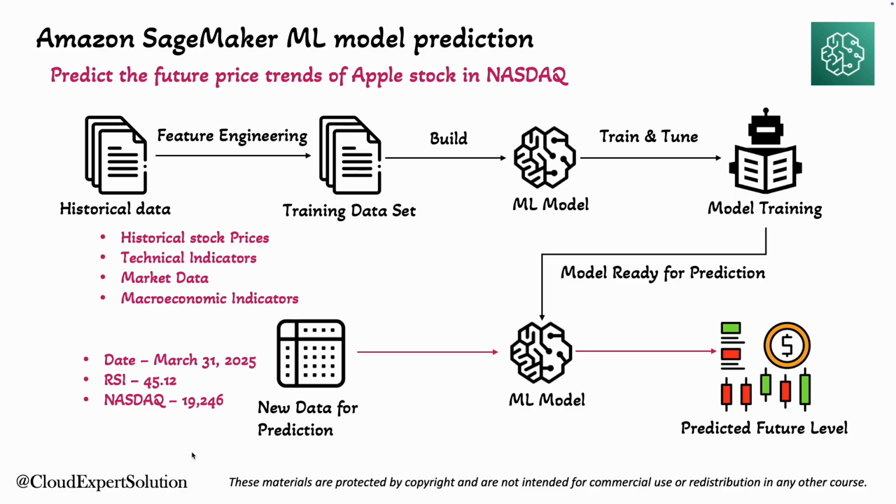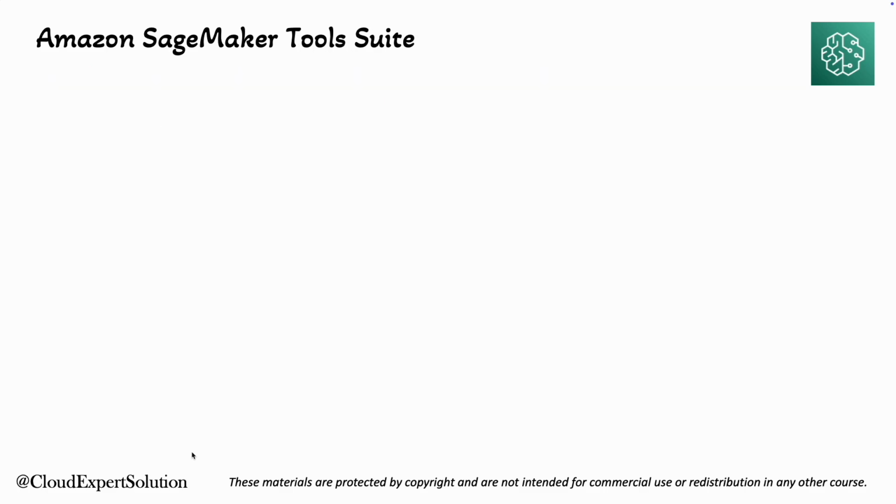You can see throughout that process, we have multiple phases associated with building the machine learning model: model training, creating the training dataset, detecting bias, deploying that model, and then feeding the new data for production. Now let's review how Amazon SageMaker tool suites can help us with this process end to end.